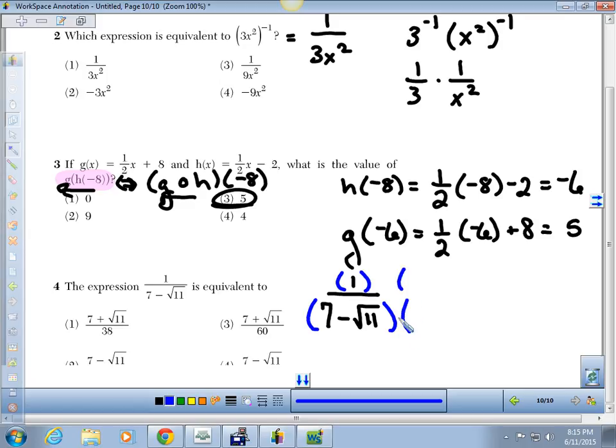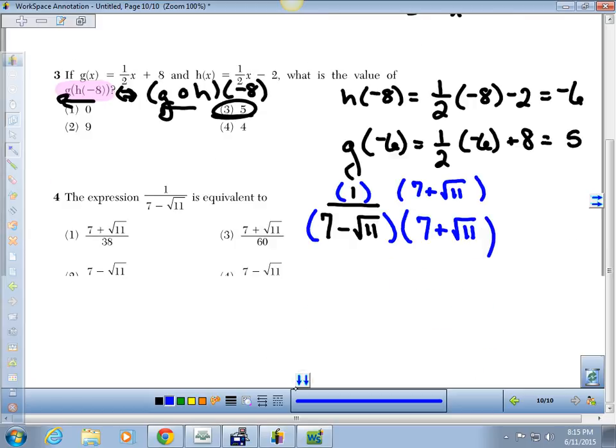Very important word. You will probably see it on your Regents exam. Conjugate. What is the conjugate? 7 plus radical 11 to the top and the bottom. Well, the top is easy. 1 times anything is always what? Itself. 7 plus radical 11.